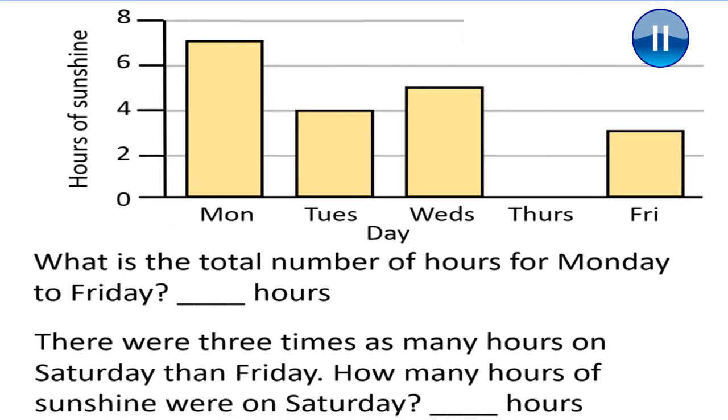Now use the chart to answer these questions. What is the total number of hours for Monday to Friday? And Saturday isn't on our chart, but it tells us there were 3 times as many hours of sunshine on Saturday than there were on Friday. So can you work out how many hours of sunshine there were on Saturday?